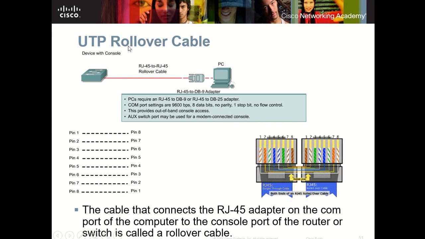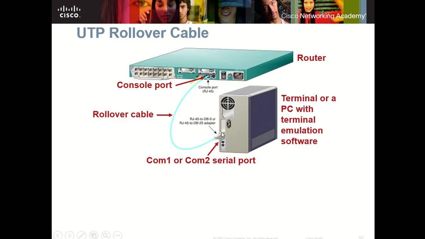We also have the UTP rollover cable. This is used if you want to manage a device, like, for instance, you want to manage the switch or a router. You use a rollover cable. One end of this is an RJ45, but the other end is a DB9 adapter. It connects to the console port. Again, RJ45 is the connector used there.